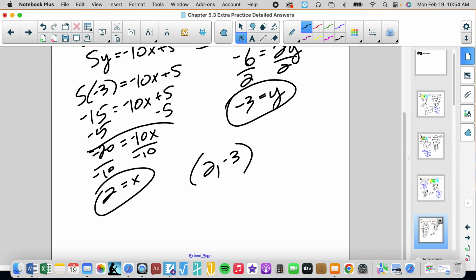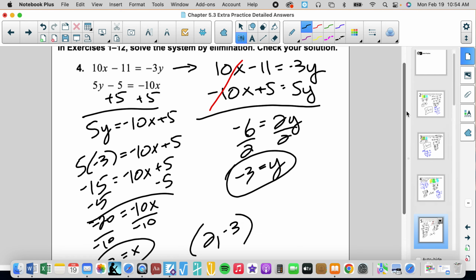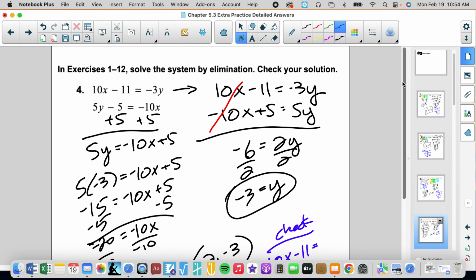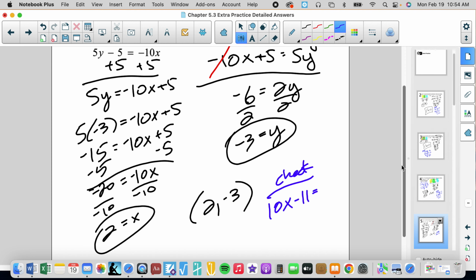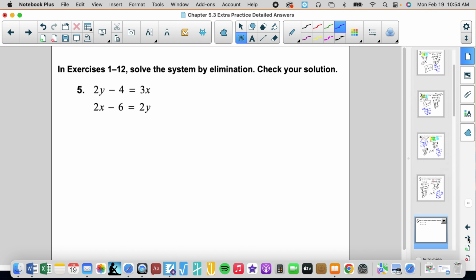And I have no idea which equation I haven't used yet. I don't think I used the top one. So 10x minus 11. Let's check. 10x minus 11 equals negative 3y. So 10 times 2 minus 11 equals negative 3 times negative 3. 20 minus 11 equals 9. 9 equals 9. And that worked.